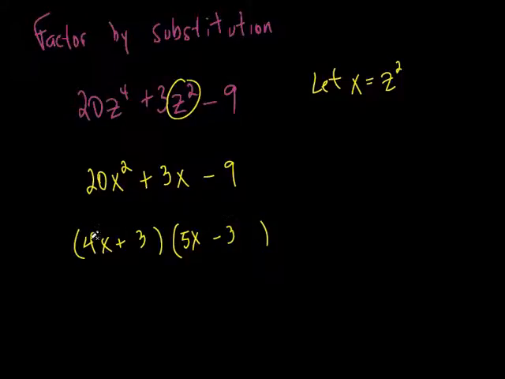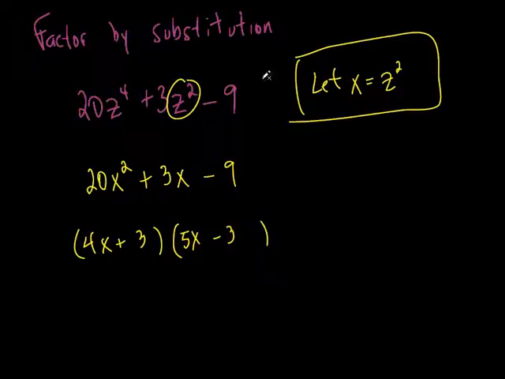So I know the first and the last terms are right. Let's do the outside and inside. That's negative 12, and that's positive 15, which is positive 3. Yep, that works. Good. No, z squared. No, we're not done. We're not done. All I did was factor this thing with the x. I'm not finished. Now what I have to do is take this and plug it back in.